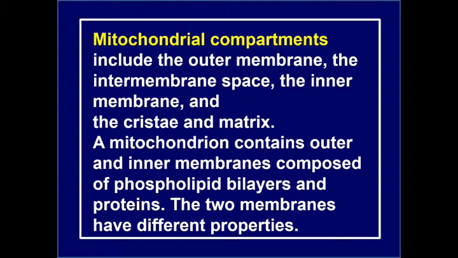That's why it's there. And so the inner part of the mitochondria, which is where all the Krebs cycles occur, is in the matrix. So this is called the matrix. So the mitochondrial compartments include the outer membrane, the inner membrane, the cristae, and the matrix. The outer and the inner membranes are composed of phospholipids, and the two membranes have different properties, and in between the two is the space.